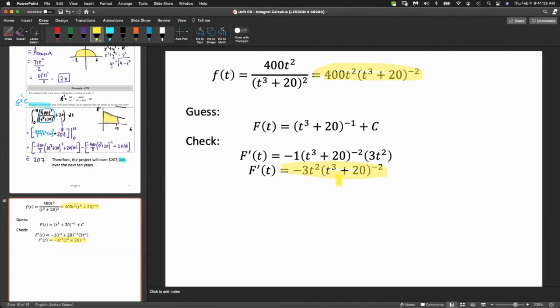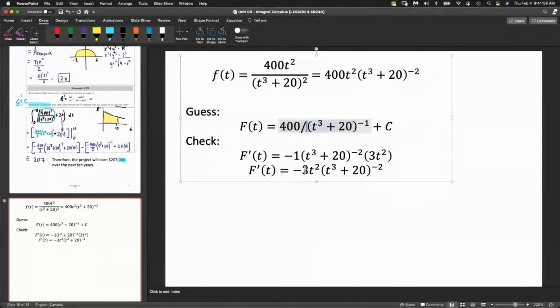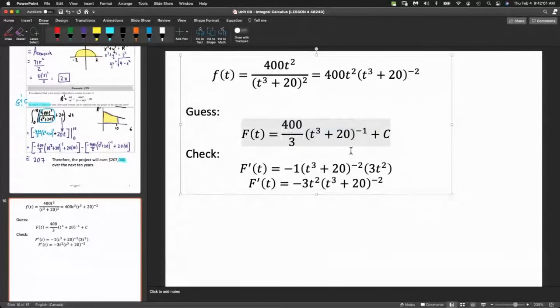What's the issue here? Well, if you look here, all the variable part is the same. It's just that we have a 400. We want a 400, but we have a negative 3. So we don't want that negative 3 there. So what we need to do is modify the guess here. So I need to put something here that will make it 400 instead of negative 3. And that would be 400 over 3 with a negative sign.